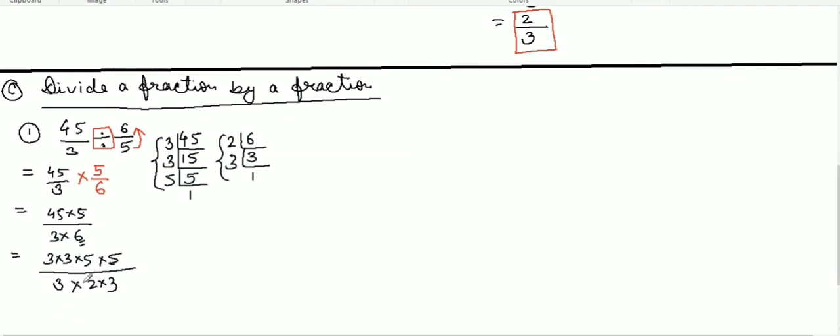Now see which we can cancel out at the top and bottom. So this 3 and 3 we can cancel out. Again this 3 and this 3 we can cancel out. Now whatever numbers are left, just multiply. 5 multiplied by 5 will give you 25, and over here only 2. So this is your final answer.